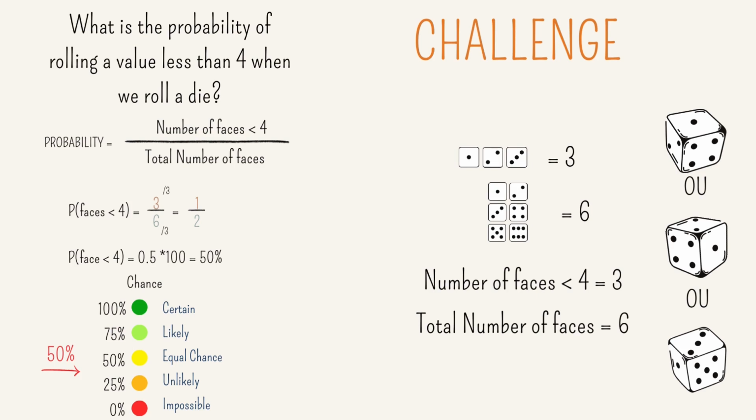The chance of rolling a value less than 4 will be equal. That wasn't too challenging, was it? The crucial step for making calculations is to first identify all the necessary elements involved.